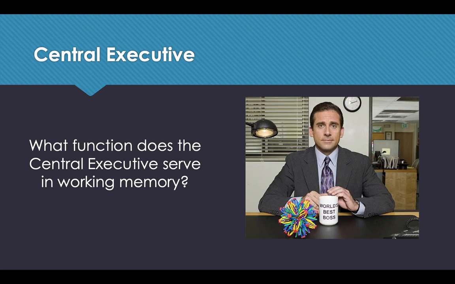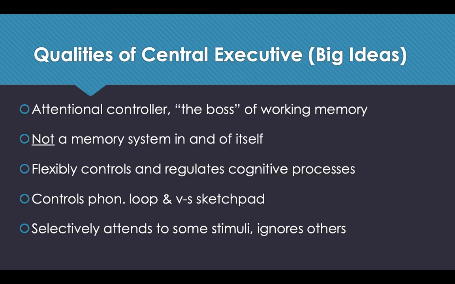So the next part of the multi-component model of working memory that we're going to discuss is the central executive. According to your text, what function does the central executive serve in working memory? Well, working memory is assumed to be directed by the central executive, an attention controller, rather than a memory system itself. So think of the central executive as the boss.